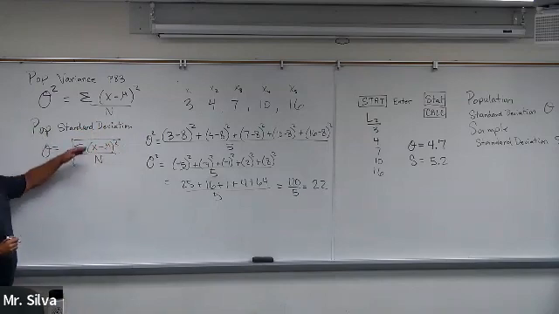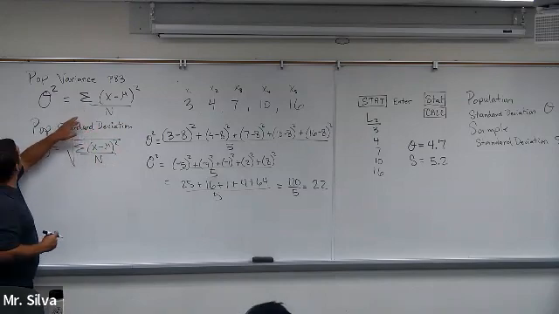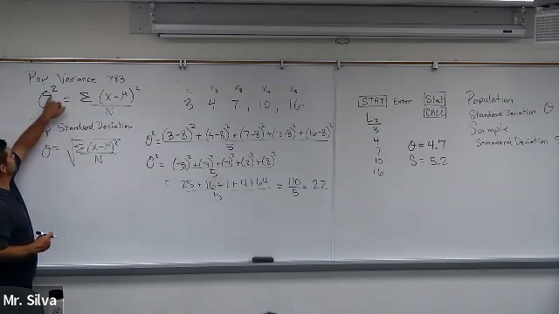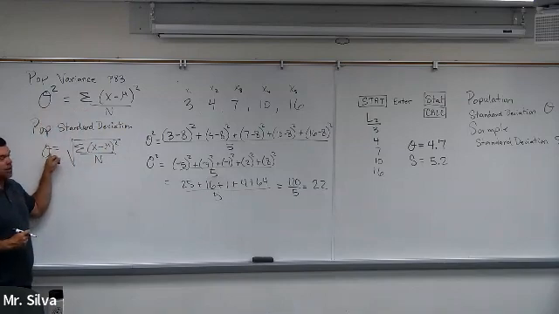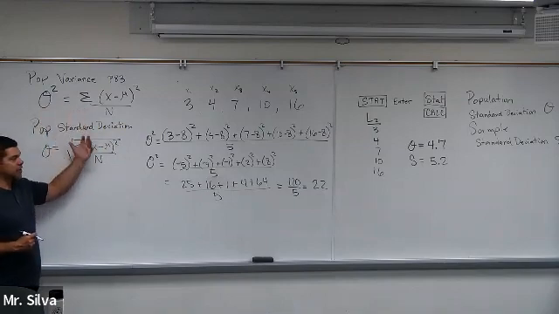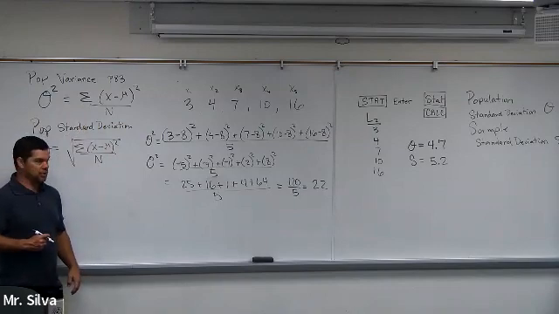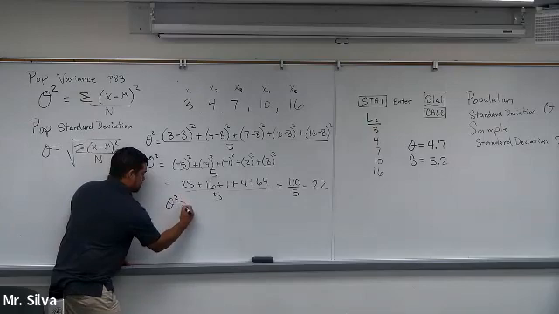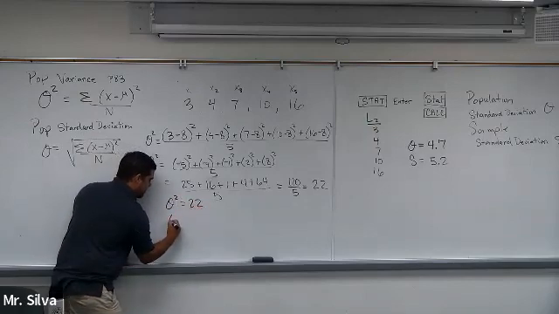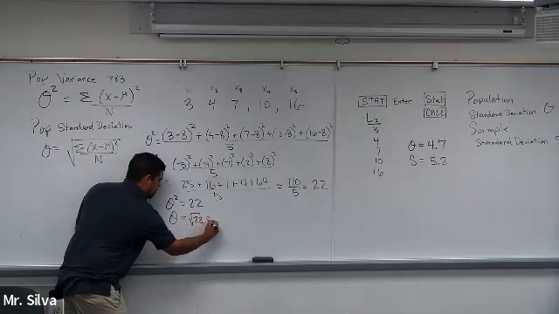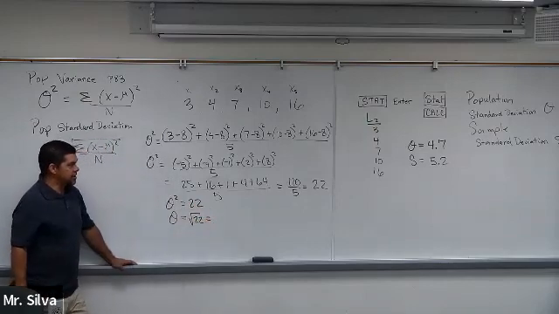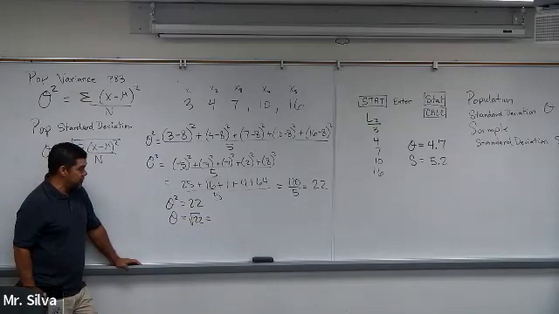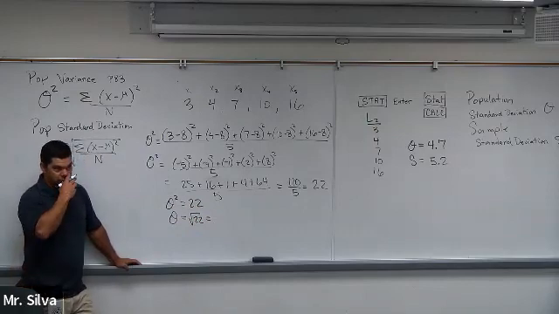Okay, the only difference between those two formulas is the square root part. See the square, we're not squaring anymore. So in order to solve this, we would square root. So the variance is 22. How do we go from variance to standard deviation? We square root. I think the square root of 22 is about 4.7 or 4.69.